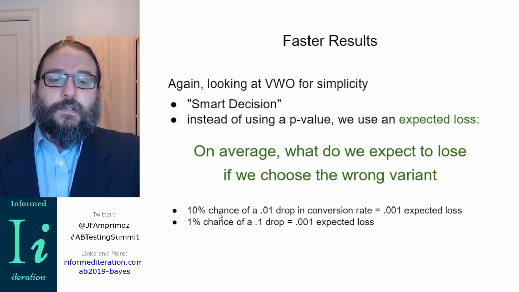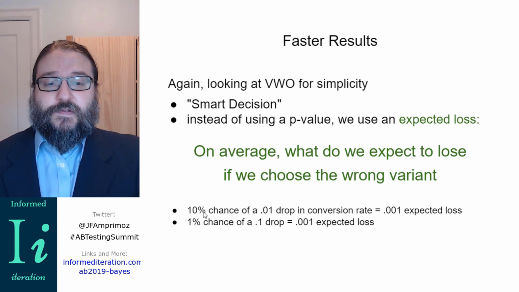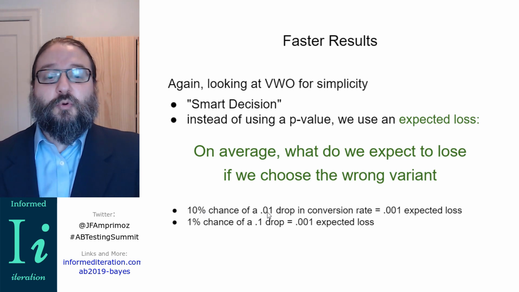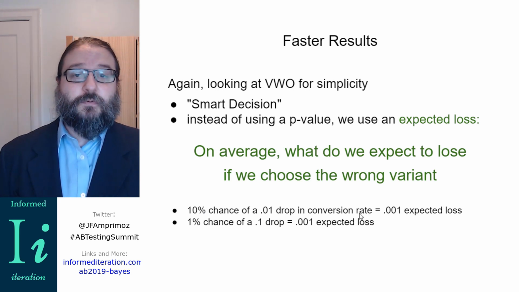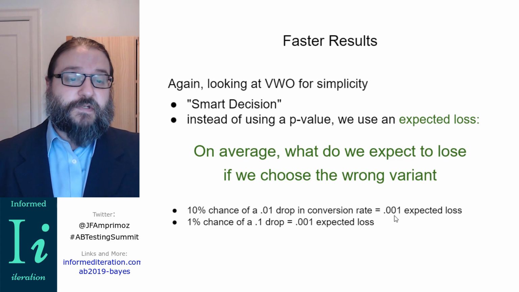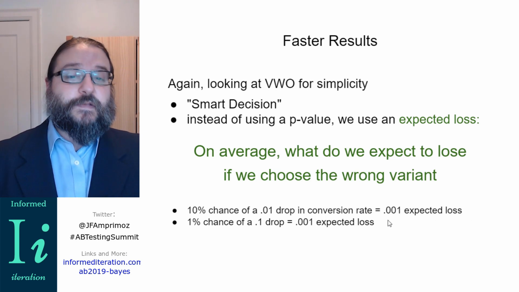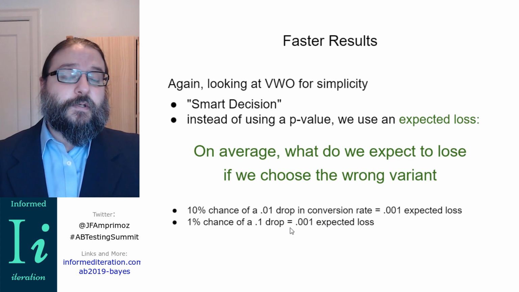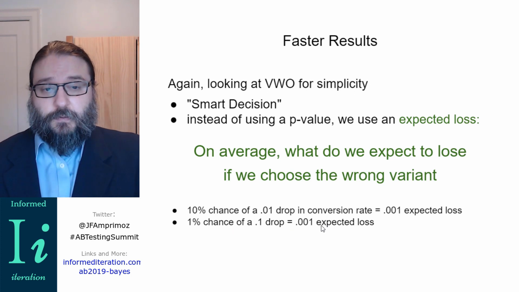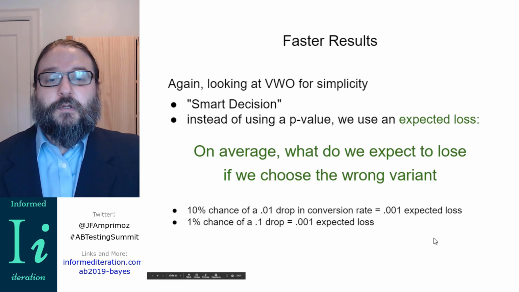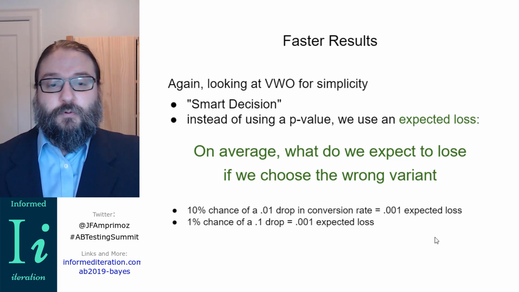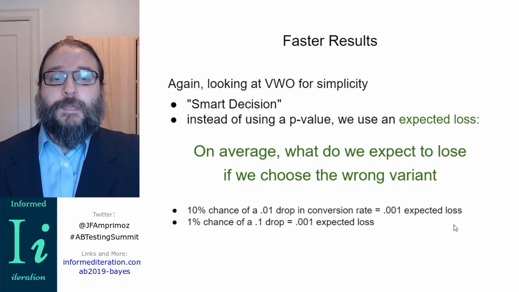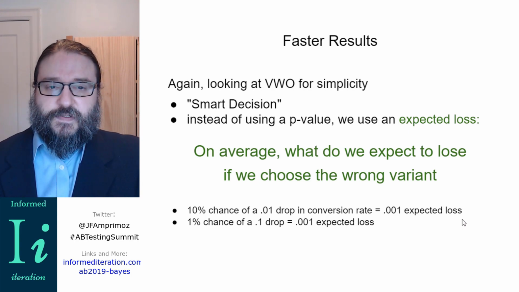So it's a way to reflect both the probability of making a mistake and the cost of making that mistake. So in that sense, a 10% chance of getting it wrong and causing a 0.01 drop in conversion rate is a 0.001 expected loss. At the same time, a 1% chance of a 0.1 drop is still a 0.001 expected loss. So a big chance of a small problem or a smaller chance of a bigger problem ends up with the same expected loss.